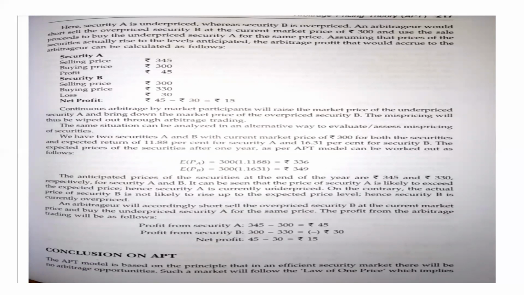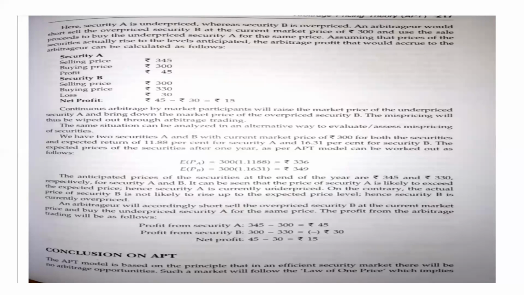Now in case of security B, what we expect is the price will reach 330. But when we calculated using the arbitrage model, we got the value as 349. So presently, it is overpriced. It is only worth rupees 330, but it is actually available at 349. So it's best for you to sell right now at this high price.